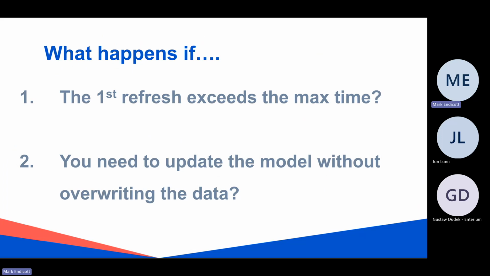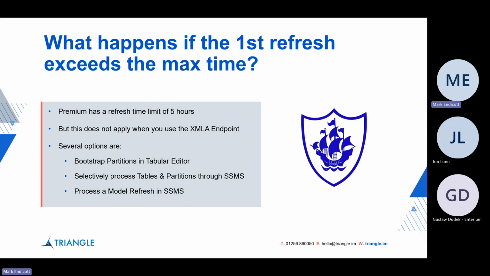So what happens if we exceed the max refresh time? And what happens if you need to update the model without writing the data? First things first, the refresh time. Power BI Premium, for anyone who didn't know, has a refresh time limit of 5 hours. If your refresh goes beyond that, Power BI will kill it and it won't be able to refresh. So in order to get around that, you need the XMLA endpoint, because that time limit does not apply through the XMLA endpoint. In order to get this done, you've got several options.